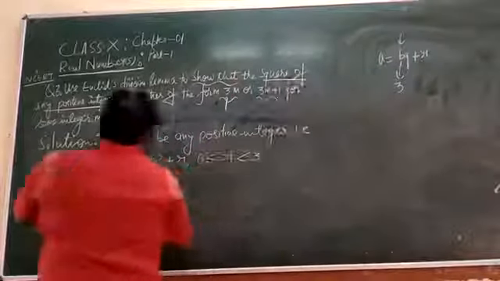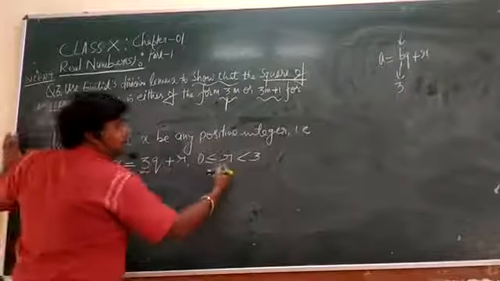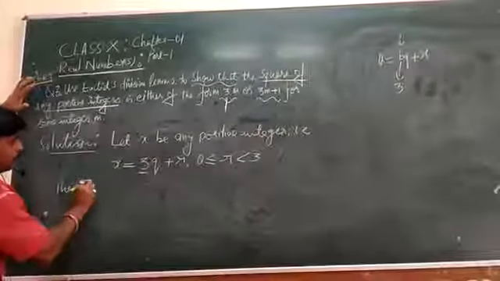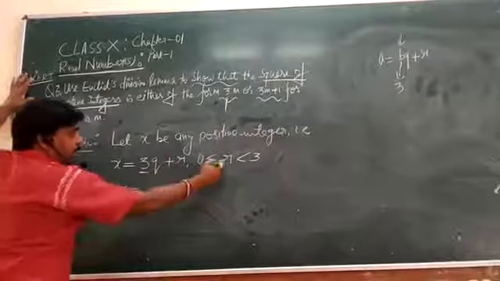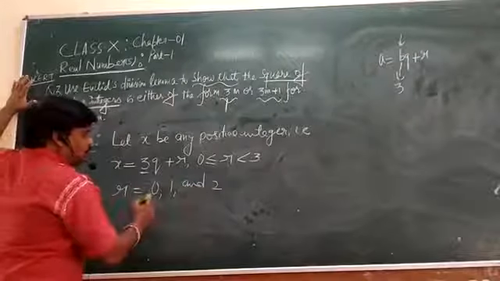So x is equal to 3q plus r, where r is always less than 3 but greater than or equal to 0. Therefore, what will be the value of r? R is greater than or equal to 0, so r will be 0, 1 and 2.